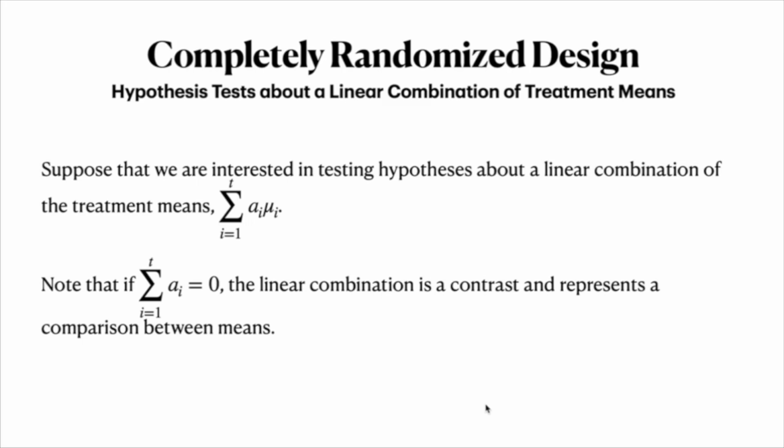So with that in mind, suppose that we are interested in testing hypotheses about a linear combination of the treatment means. Again, the sum i going from 1 up to the number of treatments t of a sub i times mu sub i. So the a sub i's are the coefficients in this linear combination. If those coefficients sum up to 0, then the linear combination represents a contrast and is a comparison of some sort between the treatment means.